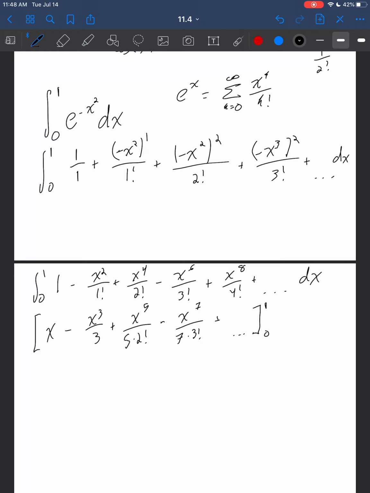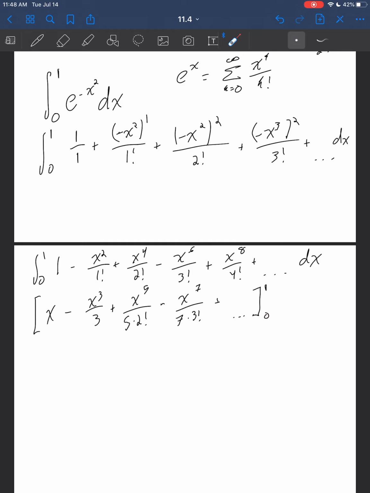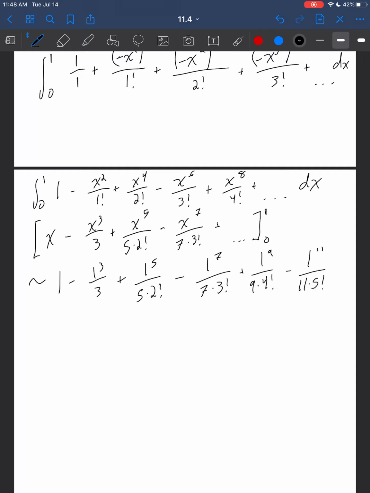And now we can just do as we did in that first section where we cut off certain values. Anytime we plug in 0, we're going to get 0. So this is going to be approximately 1 minus 1 cubed over 3, plus 1 to the 5th over 5 times 2 factorial, minus 1 to the 7th over 7 times 3 factorial, and so on and so forth. If we cut it off after a few more terms, so 9 times 4 factorial, minus 1 to the 11th over 11 times 5 factorial, this is going to give us that this area is approximately 0.747.